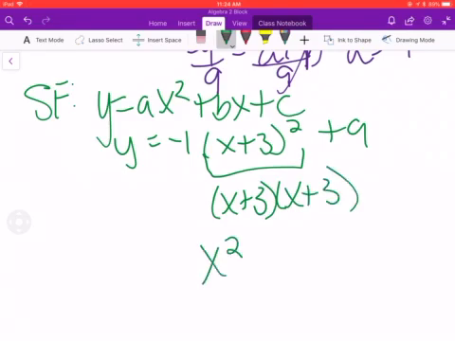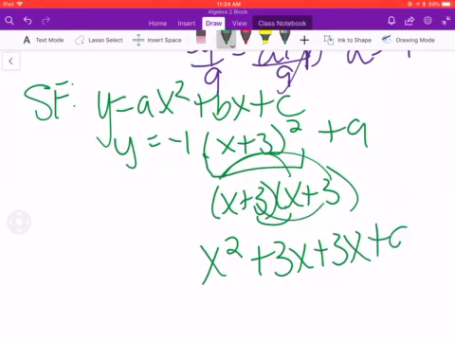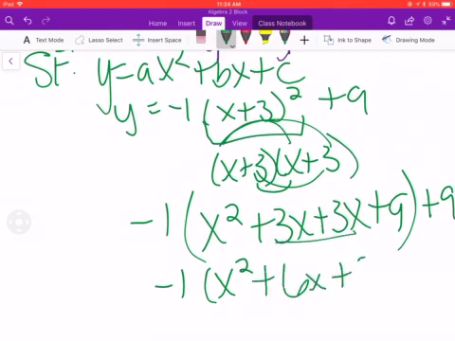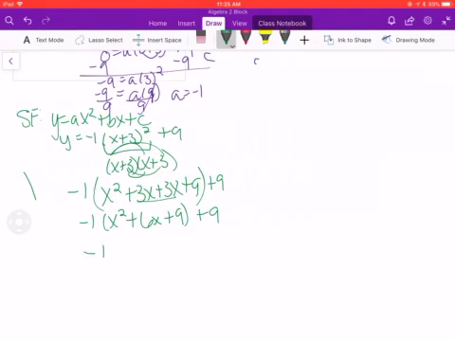So that's going to be x squared plus 3x plus 3x plus 9. I just FOILed that out. Then all of that will be times -1, and then all of that will be plus 9 at the end. So after you square it, the next step in order of operations is to multiply by -1. I am just going to combine like terms real quick because I have 3x's. That's going to be 6x. So then multiply everything there by -1. You're going to get -1x squared minus 6x minus 9.